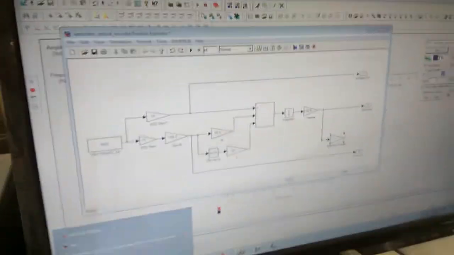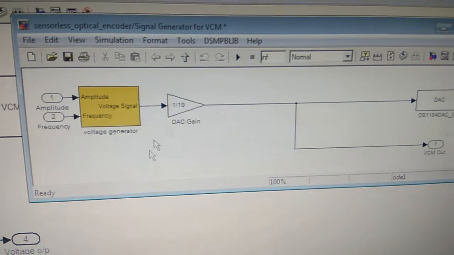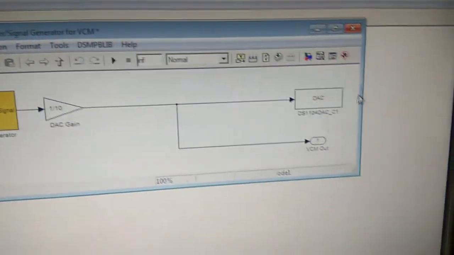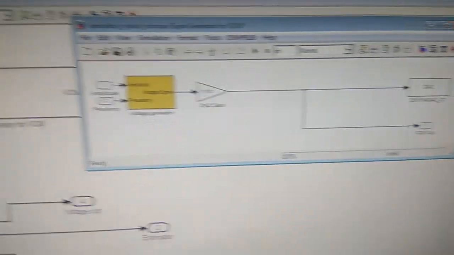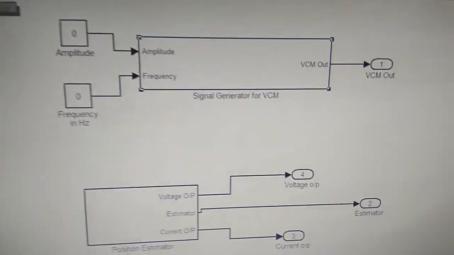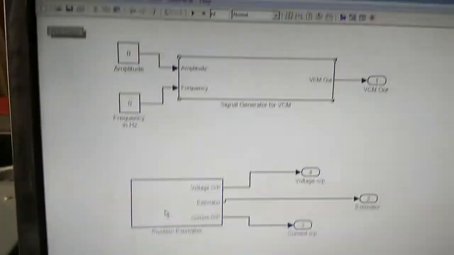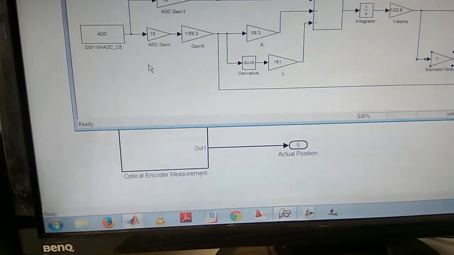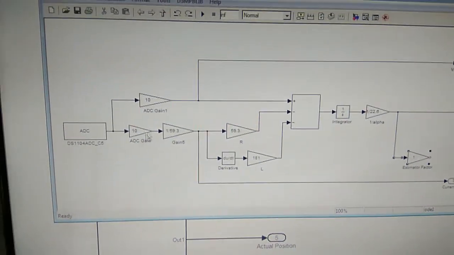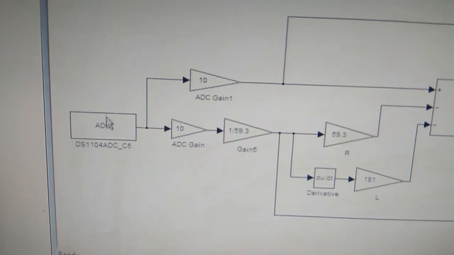So we would like to have a look at the actual Simulink file, how it is. This Simulink file is the main file. Here is a signal generator, which generates the signal in terms of frequency and amplitude, whatever input we can provide, and it is connected to the voice coil through a DAC port. This DAC port gives the signal to the LCAM, and that LCAM now generates a force. Once the force is generated, the coil draws certain current and voltage, which is measured by an ADC port.